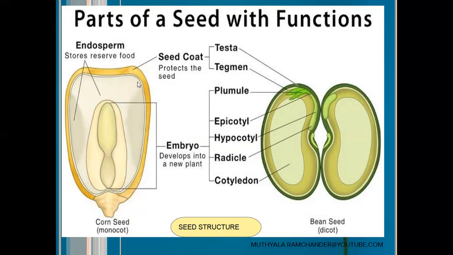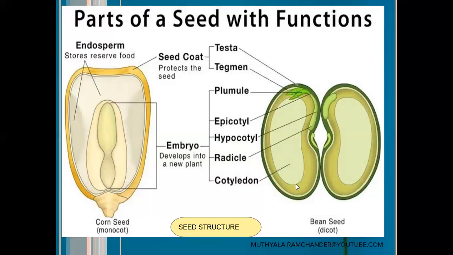In this seed, the major part is the embryo. Every embryo of angiosperms contains two major parts: epicotyl and hypocotyl. Epicotyl is the upper portion of the embryo. It contains plumule. The lower part of the embryo is called hypocotyl. It contains radicle. In dicotyledons, the plumule contains two small leaf-like structures, which are also called cotyledons.